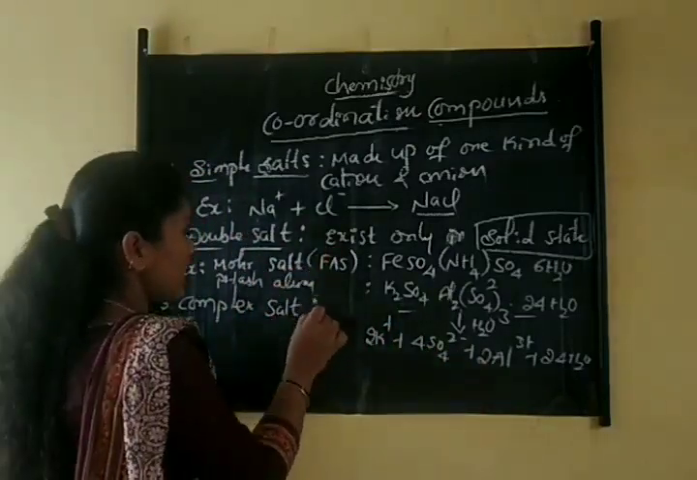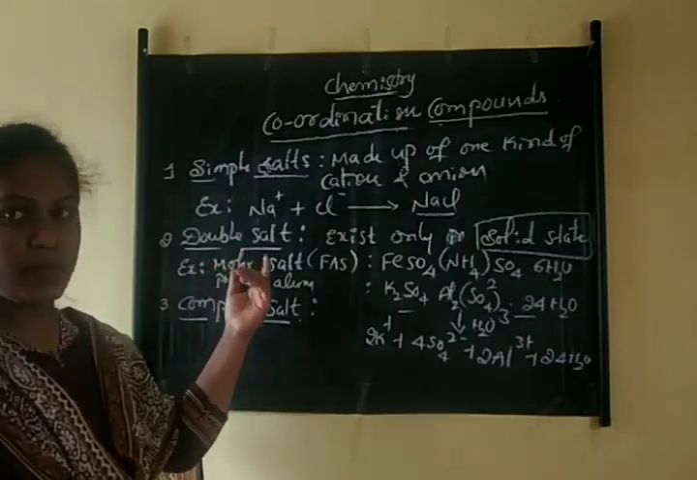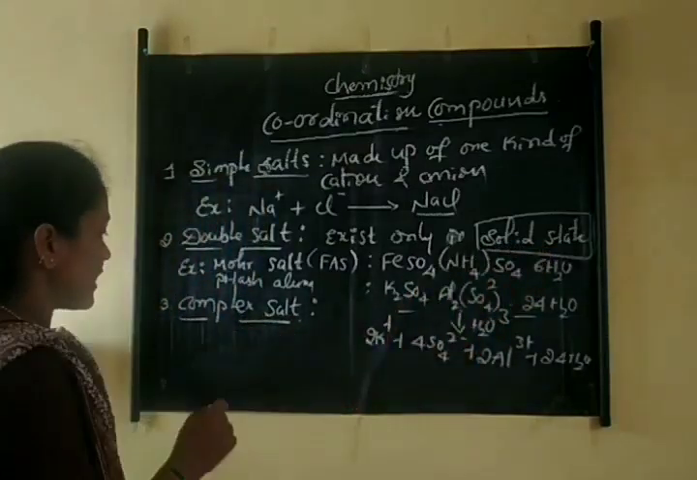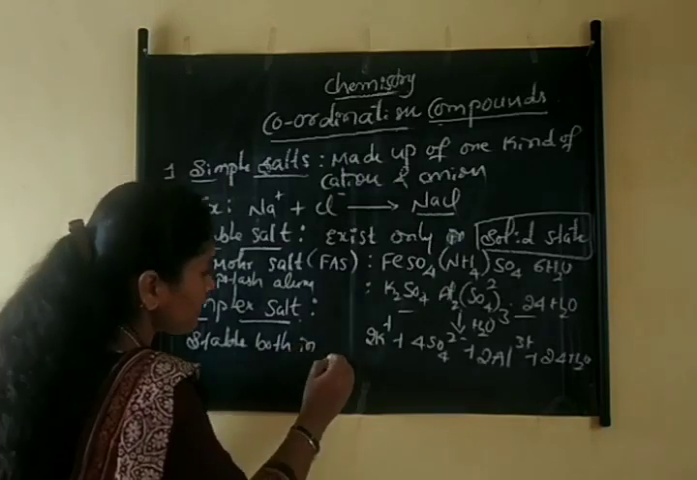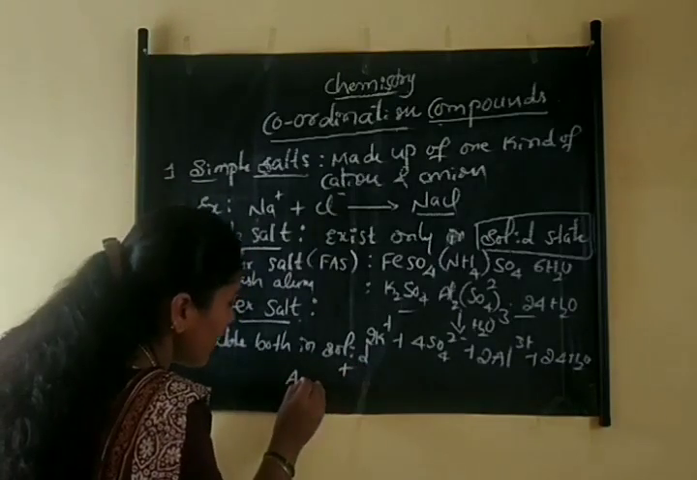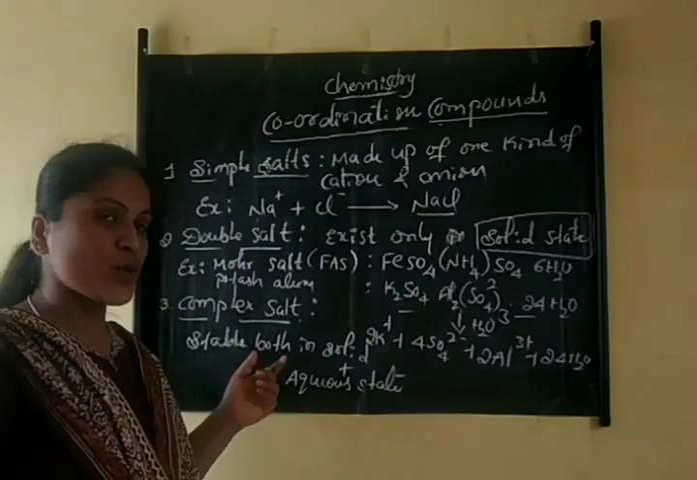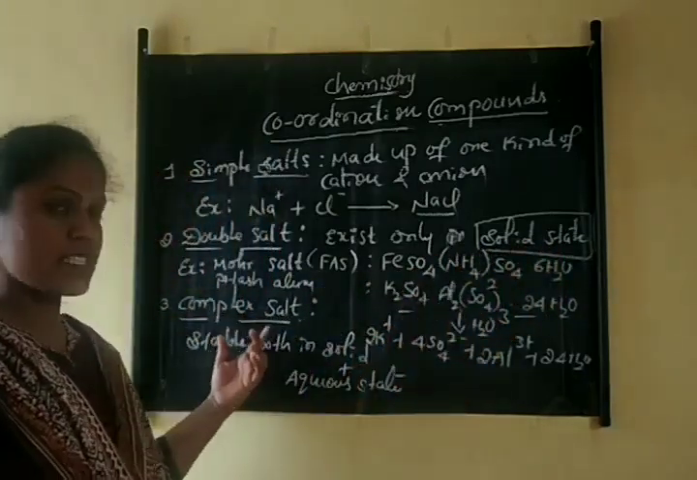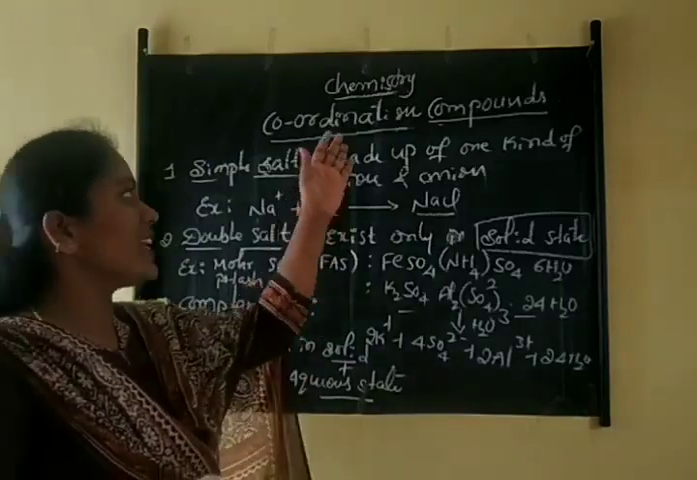Then what is meant by complex salt? Complex salt is also the same type as double salt, but here the complex salts are stable both in solid state as well as in aqueous state. Double salts are stable only in the case of solid state, but these complex salts are stable both in solid and aqueous state. And also these complex salts are called coordination compounds.